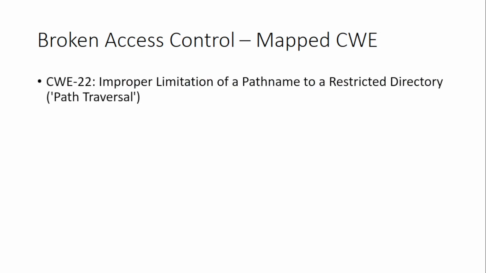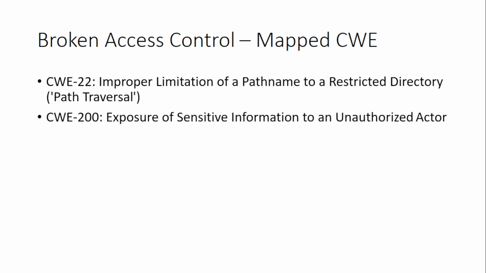Before going into the mapped Common Weakness Enumerations, what is a CWE? A CWE is a standard for classifying and describing the types of weaknesses that can lead to vulnerabilities. For broken access control, we get something like CWE-22, which talks about improper limitation of a pathname to a restricted directory, path traversal. If you want to know what a path traversal is and look more into it, there is a video link down below that you can watch.